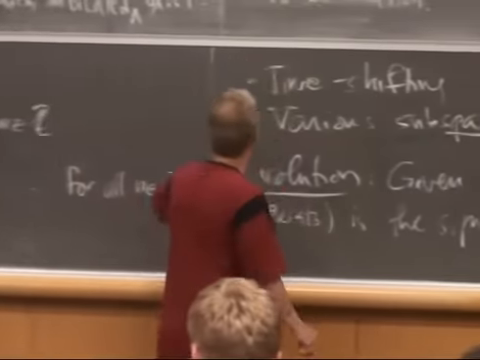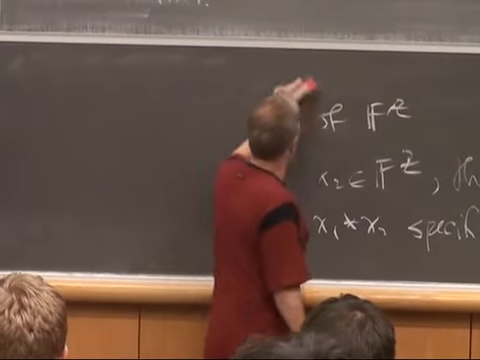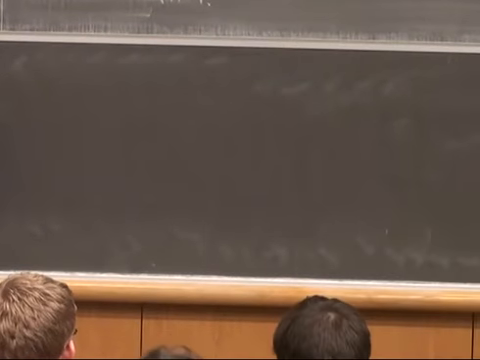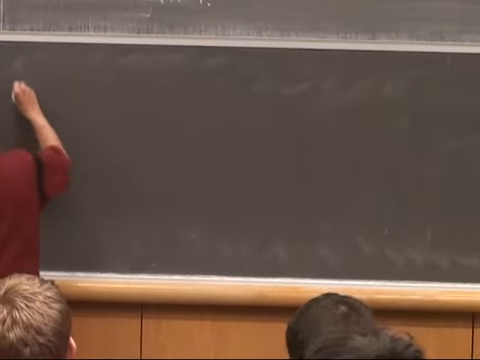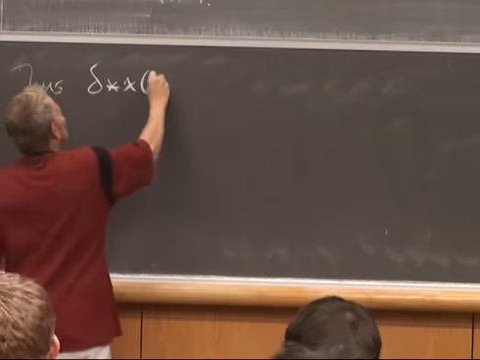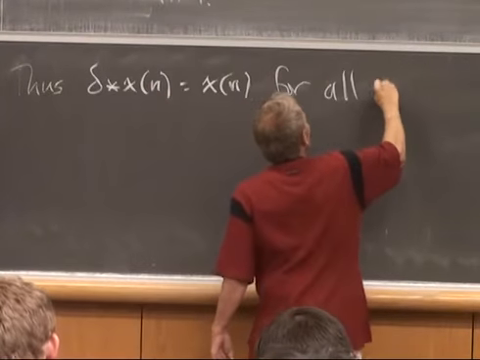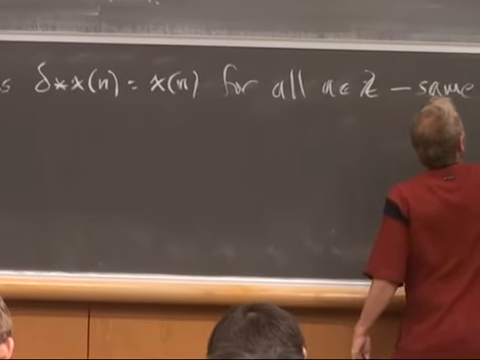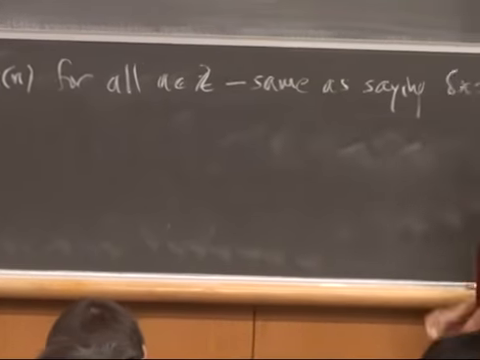Just to get you used to using this signal as just one letter notation. I know it could be beating a dead horse for some of you, but I know that there's some folks in the class who struggle with getting used to this, so I want to emphasize it. Thus, delta convolved with x at time n is equal to x at time n for all n, which is the same as saying that delta convolved with x equals x.